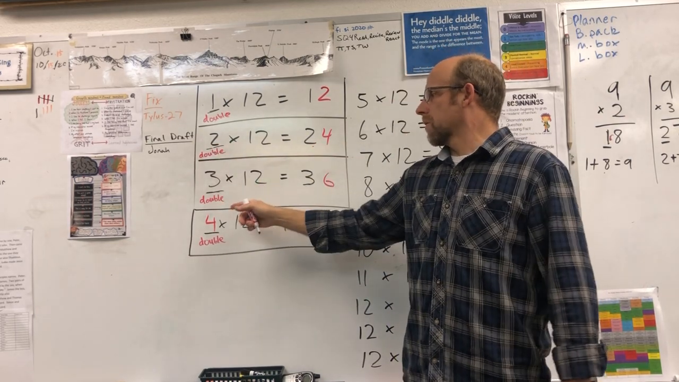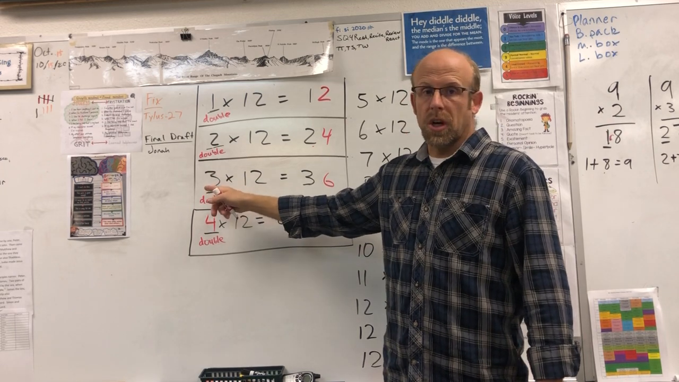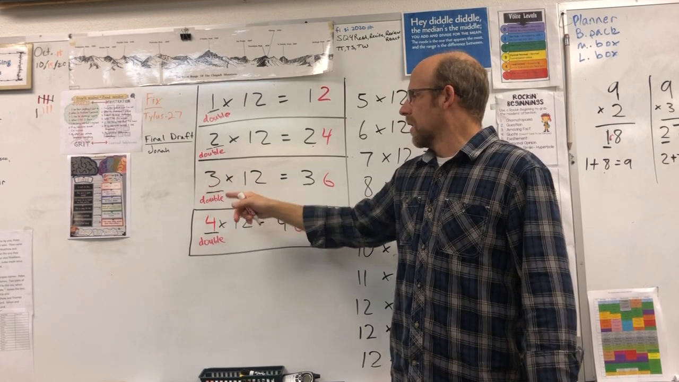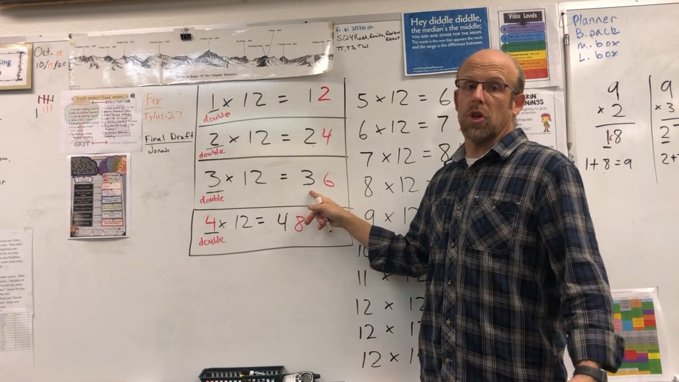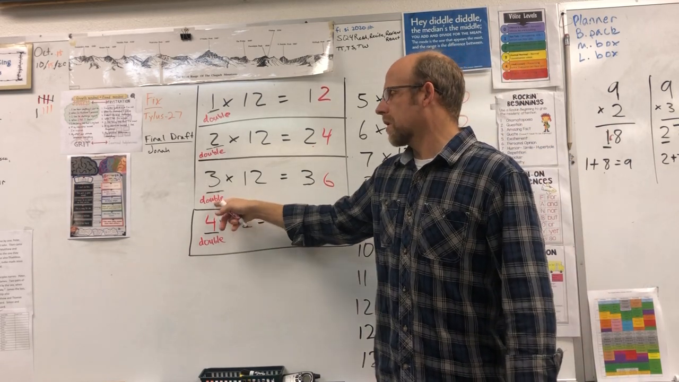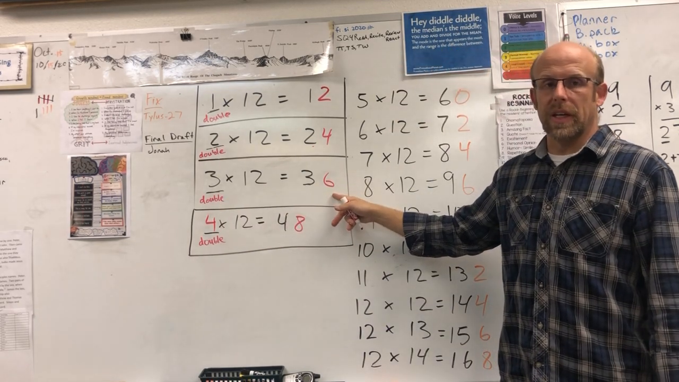3 times 12, okay, the answer is going to start with the 3, because we're multiplying by 3, and then we're going to double that 3, and we're going to get 6, so 36.